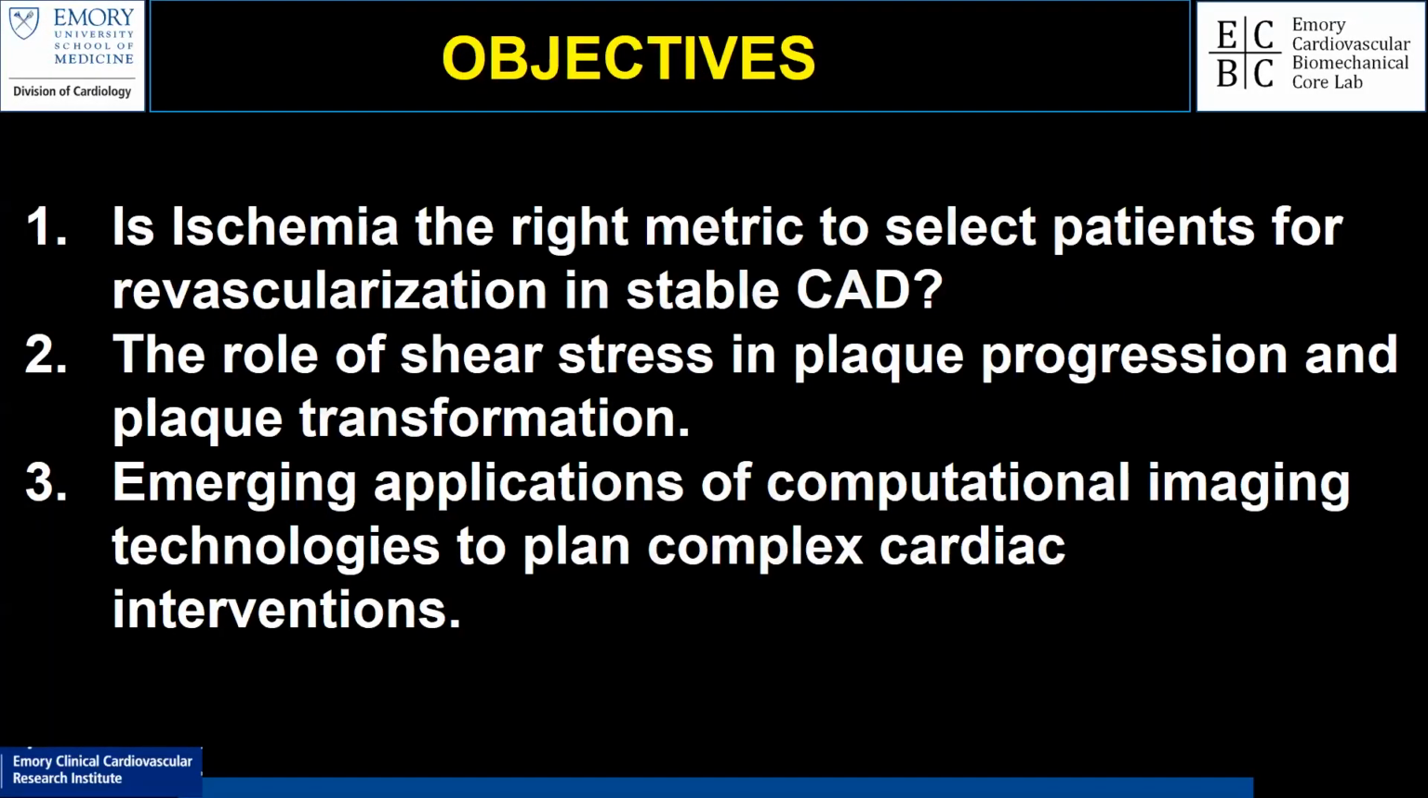So the objectives of today's talk are: is ischemia the right metric to select patients for revascularization in stable CAD? The role of shear stress in plaque progression and plaque transformation, and we'll talk a little bit about emerging applications of computational imaging technologies to plan complex cardiac interventions.